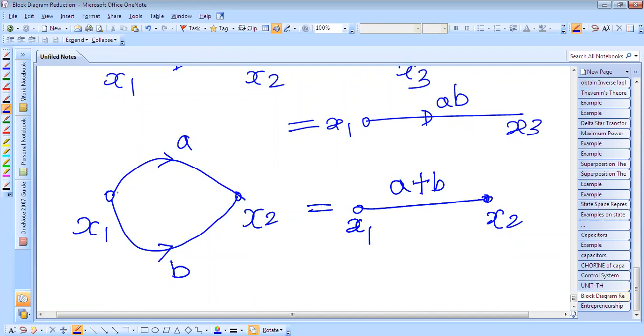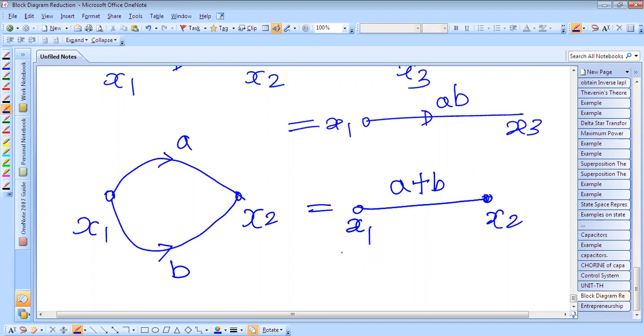So there are two parallel paths, path A and path B, and therefore we can take the addition of the individual transmittances, A plus B, and we can add like this.